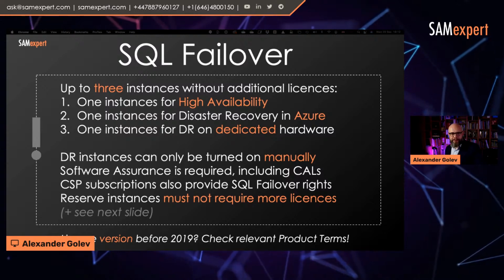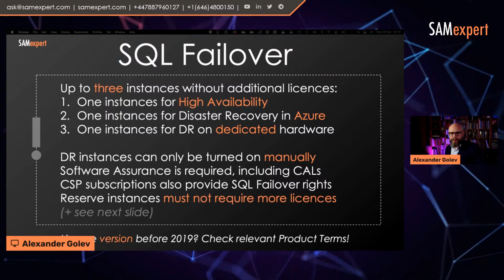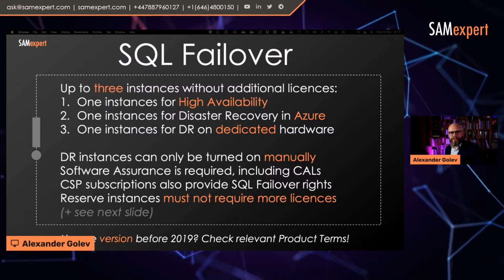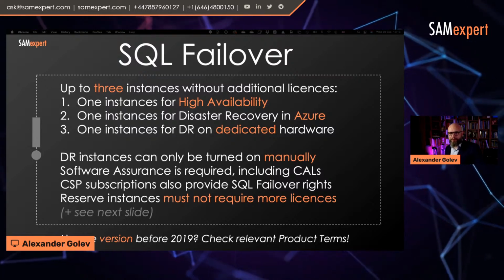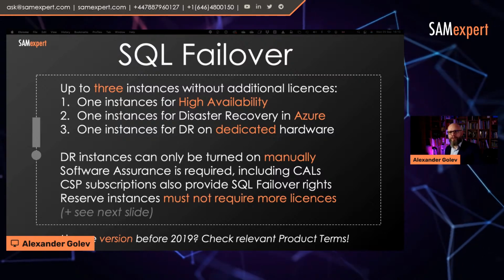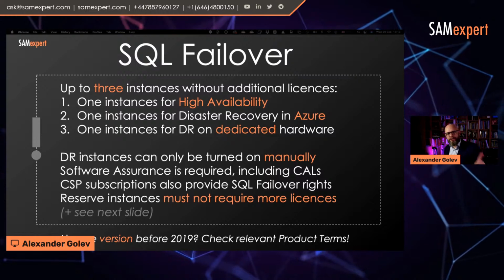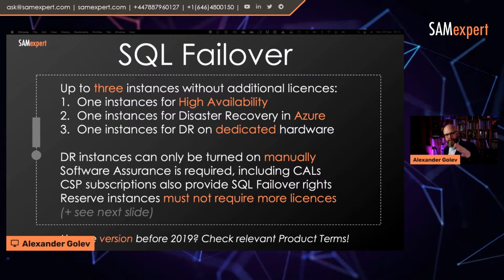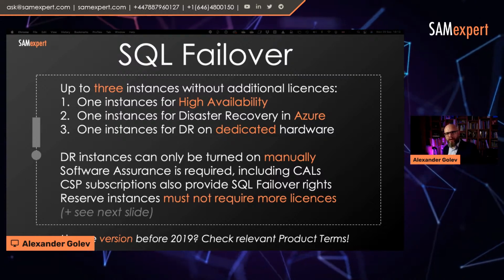So 1 instance, only in this configuration. 1 instance for high availability clustering. 1 instance for disaster recovery in Azure only. No other providers, no other locations. And 1 instance for disaster recovery on a dedicated hardware. So 1 HA, 1 high availability instance anywhere, usually in the same cluster.